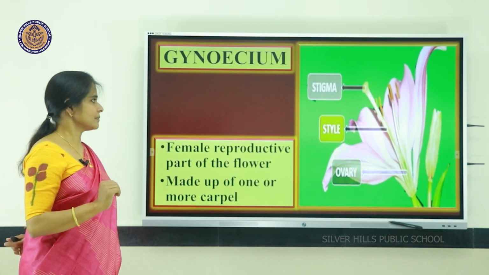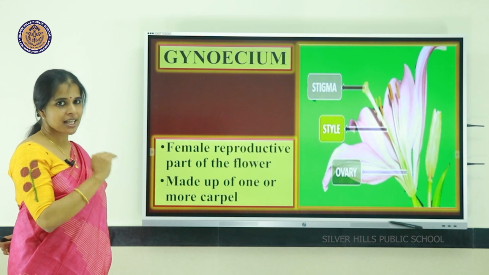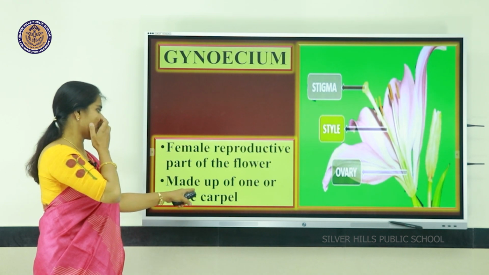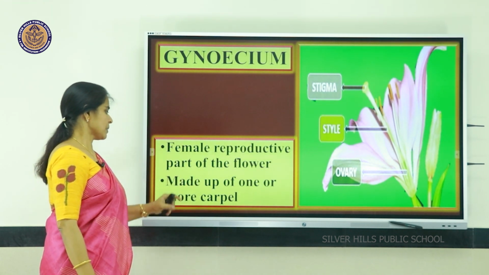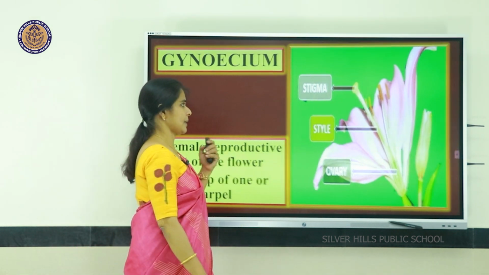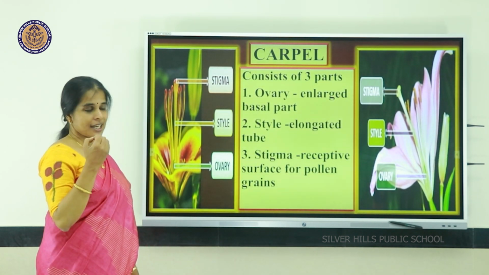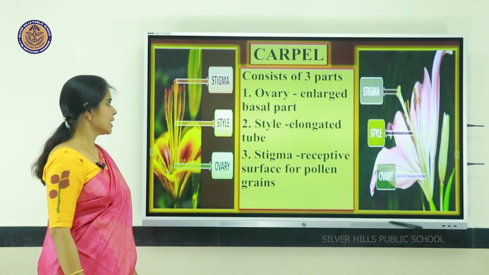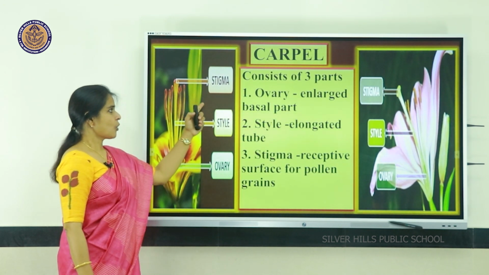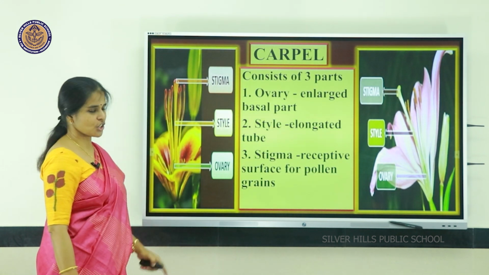The fourth part, gynoecium, the female reproductive part. The male reproductive part is androecium, the female reproductive part is gynoecium, which is made up of one or more carpels. Let us know what a carpel is. The term carpel is given for the gynoecium part, which consists of three separate small parts: ovary, style, stigma. It is marked in the picture.